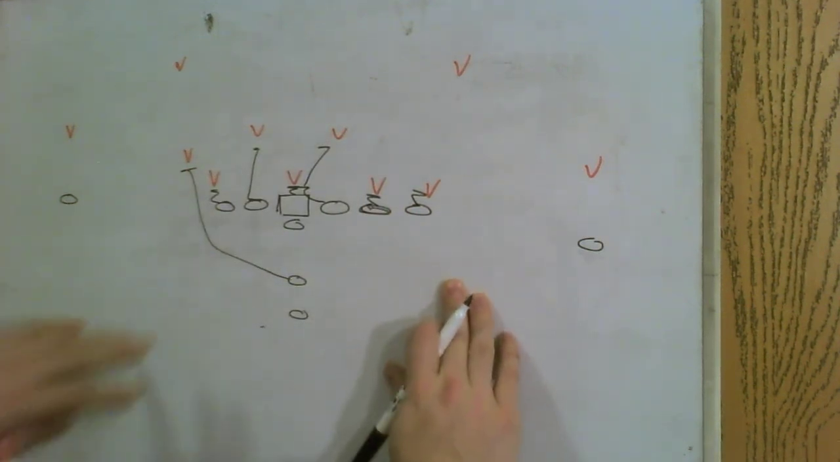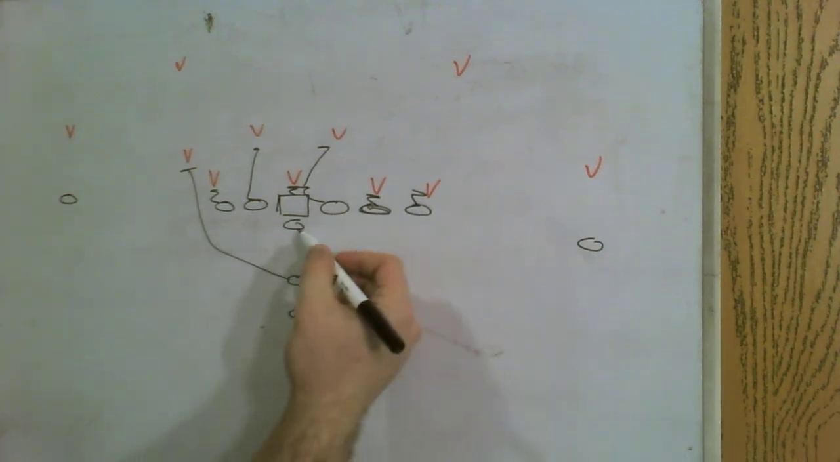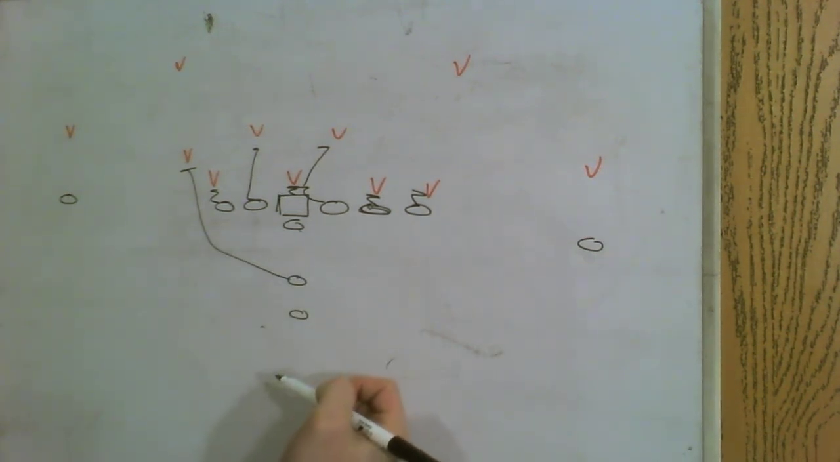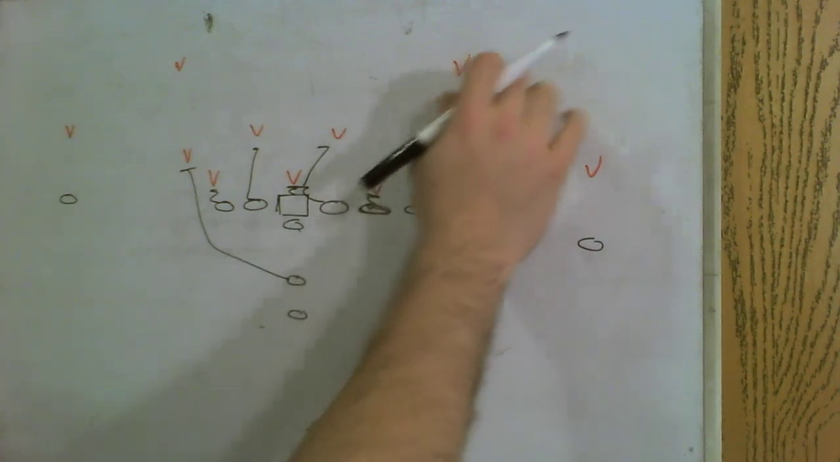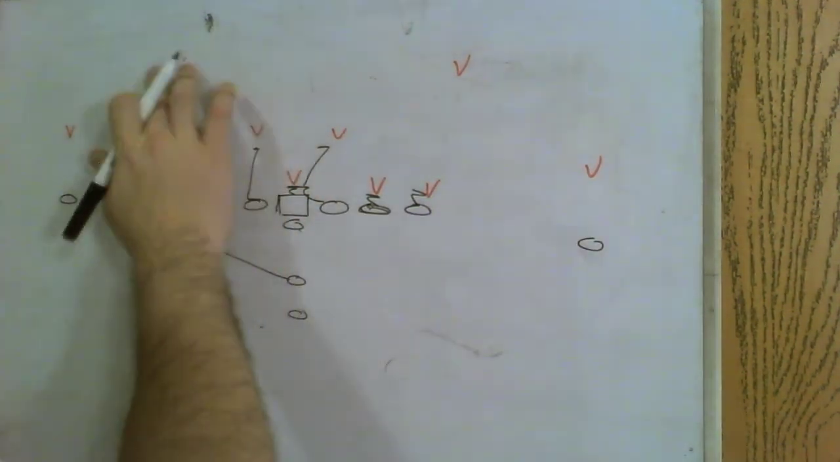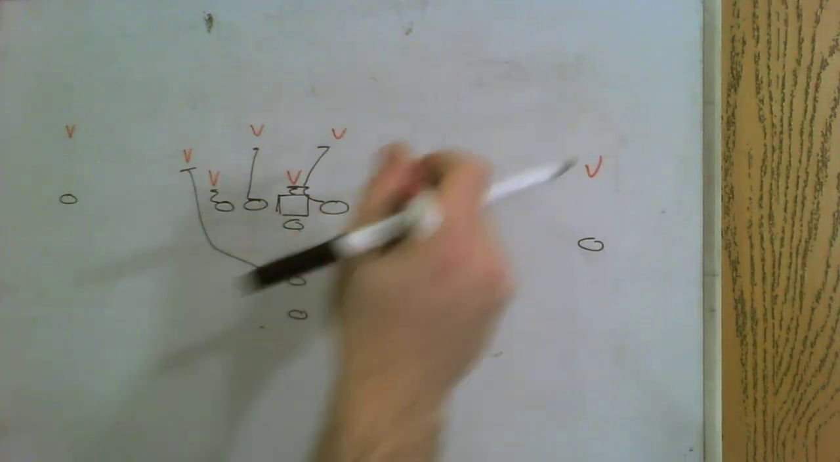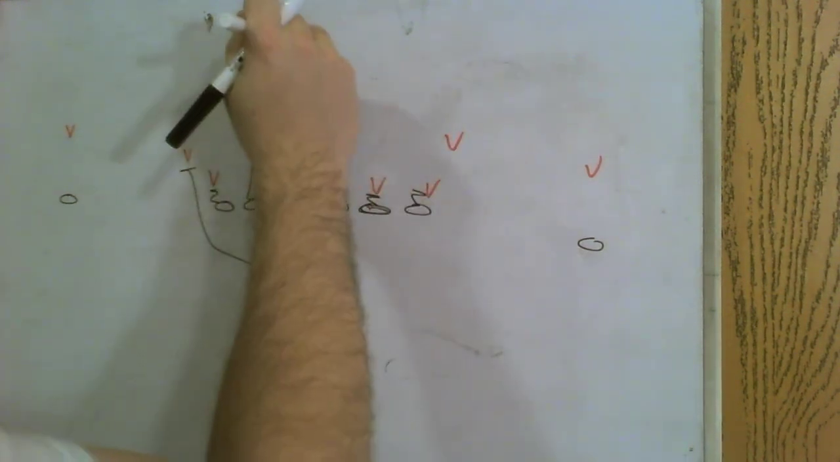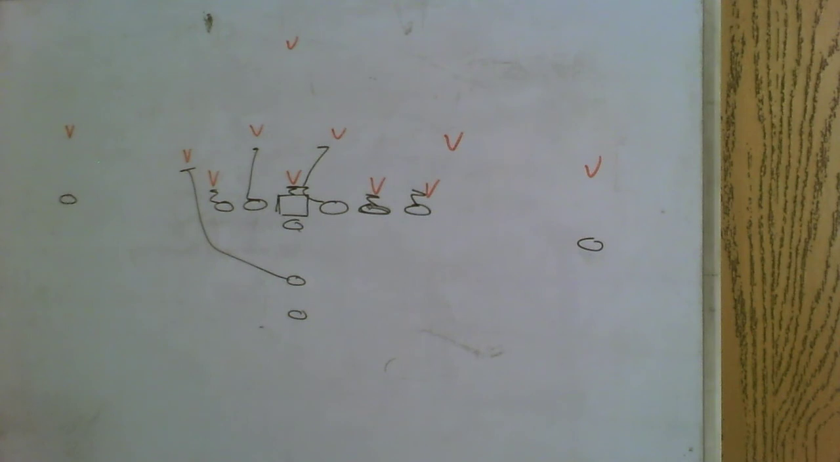Now, since you're under center, you can't really make a post-snap read because in order to hand the ball off, the quarterback has got to turn around. So now it's pretty much a pre-snap read. So 7 versus 7, read 8. Let's say they wanted to load the box and do that. You can't really do anything about that 8th man.